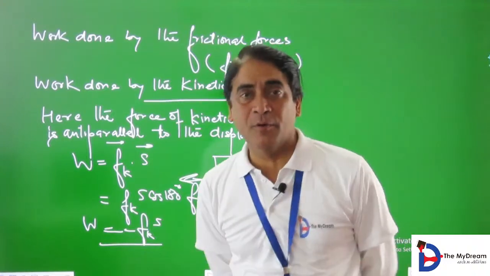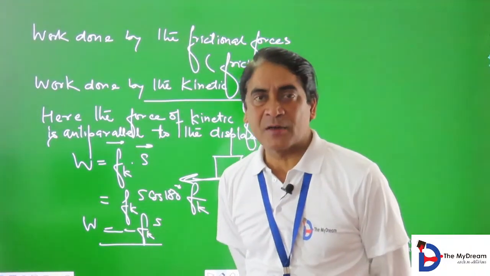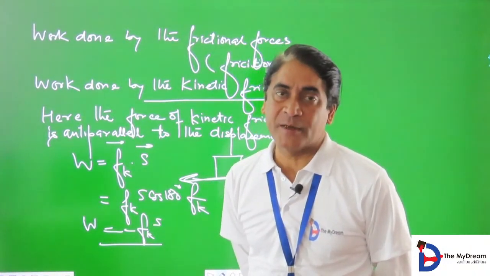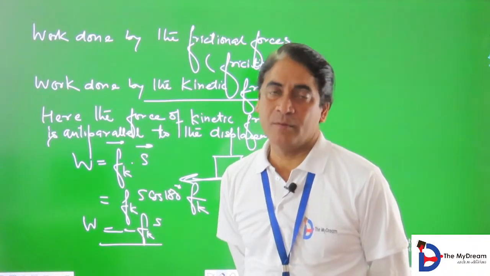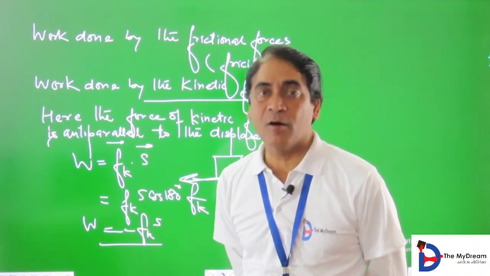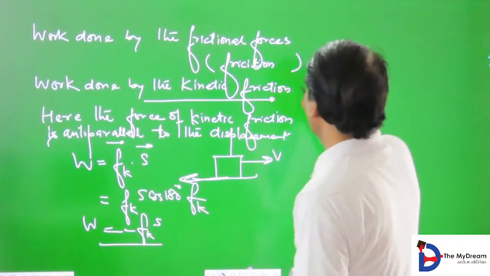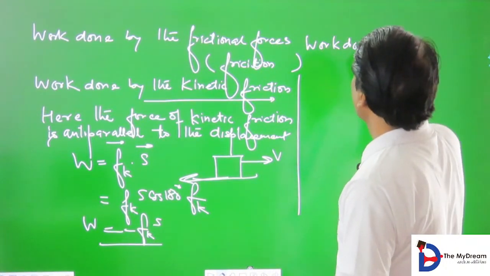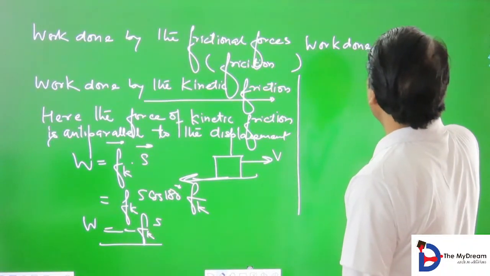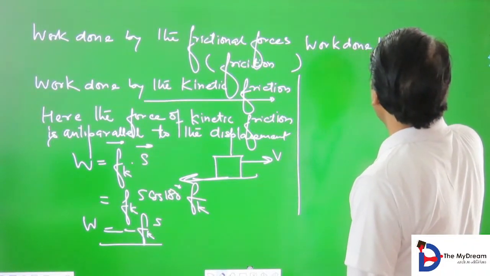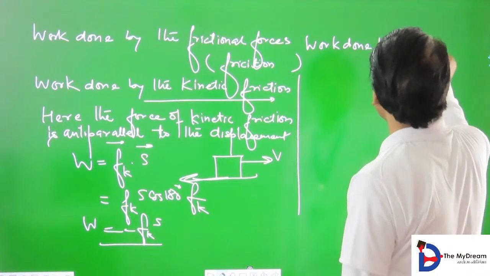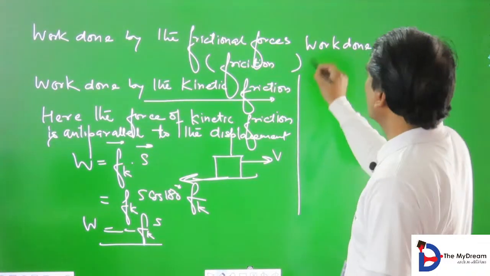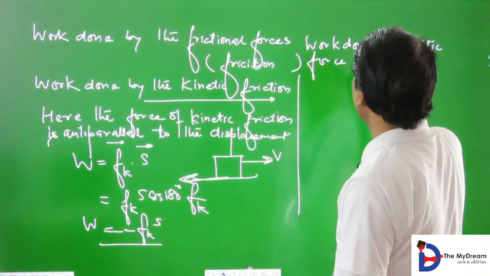This is the work done by the kinetic friction. As I told you before, the force of friction that comes into play when an object is moving, or you can say sliding or rolling. Now, work done by a static force of friction.